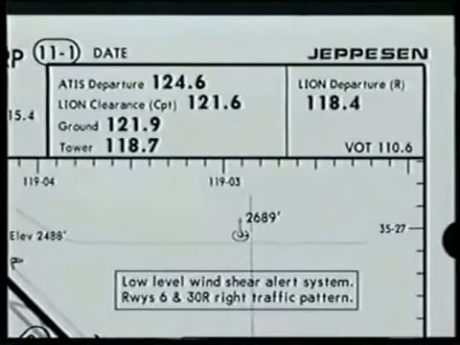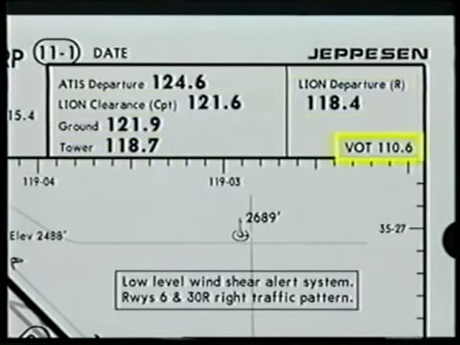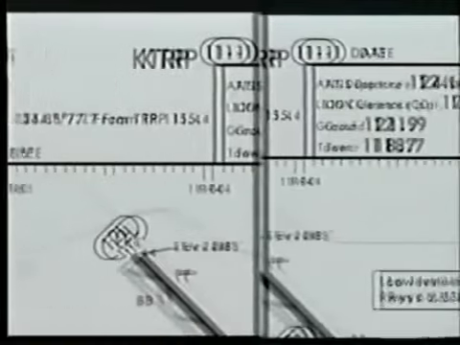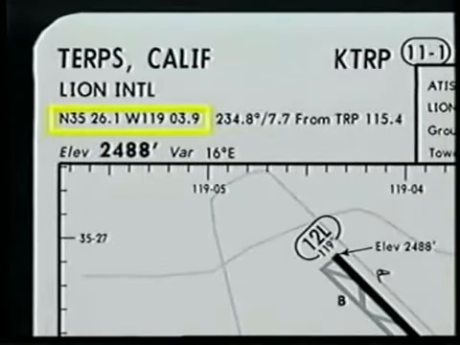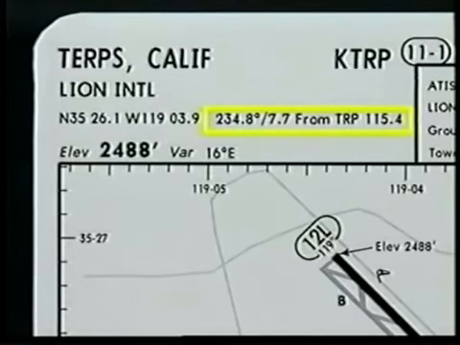The communications box lists the radio frequencies in their sequence of use for departure. If available, the VOT frequency is also listed. The geographical coordinates for the airport are shown beneath the city, state, and official airport name. This is followed by the airport's magnetic bearing and distance to the airport from a nearby VOR-DME or VORTAC. The airport's elevation and magnetic variation are listed next.